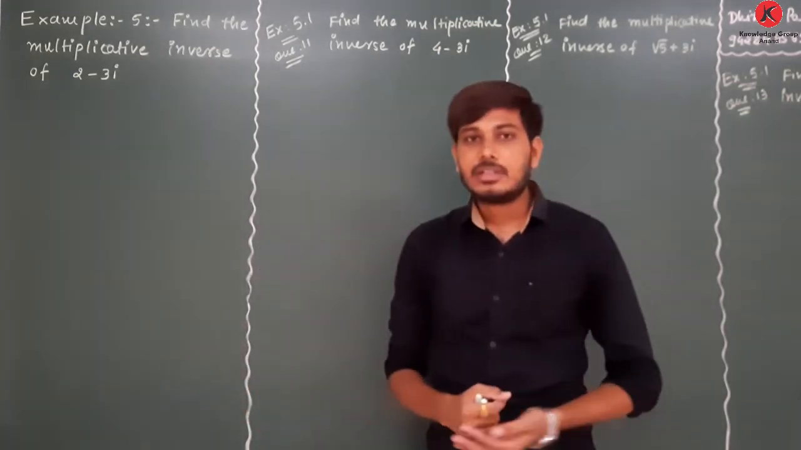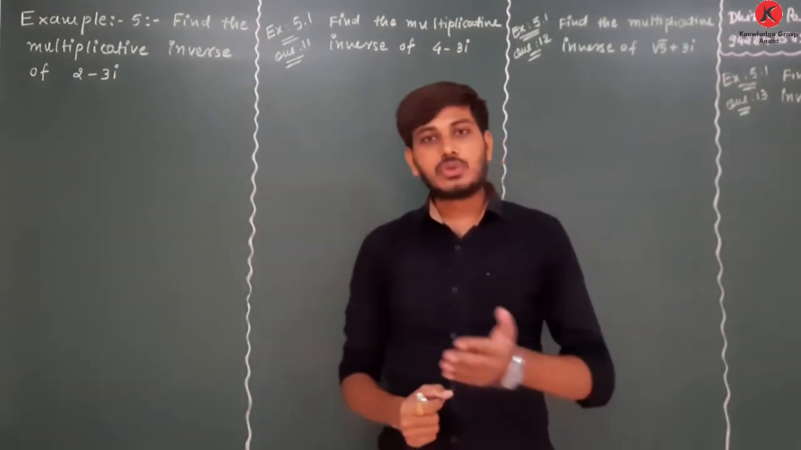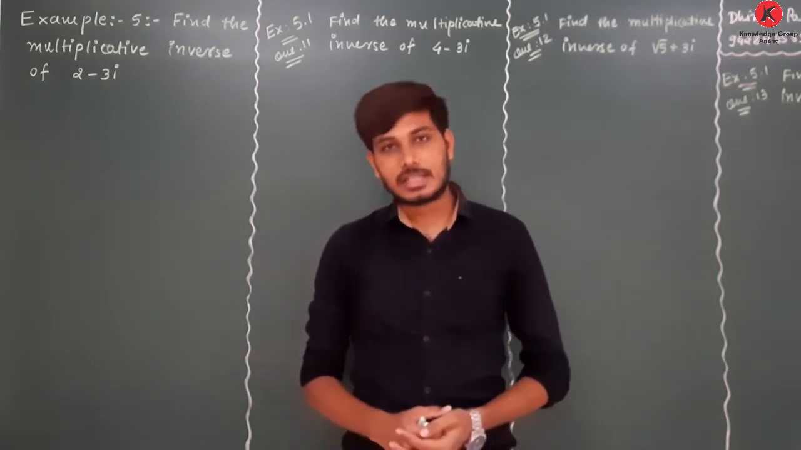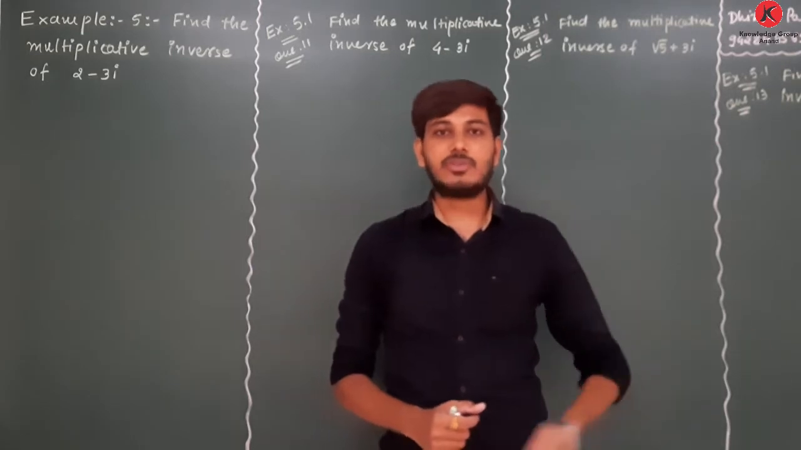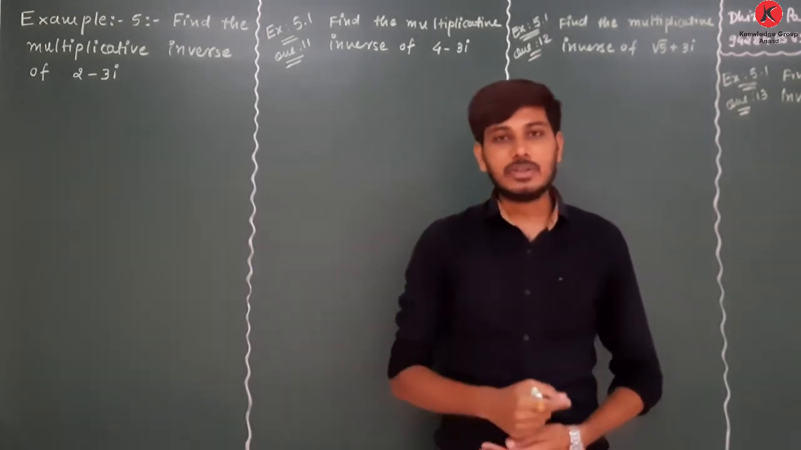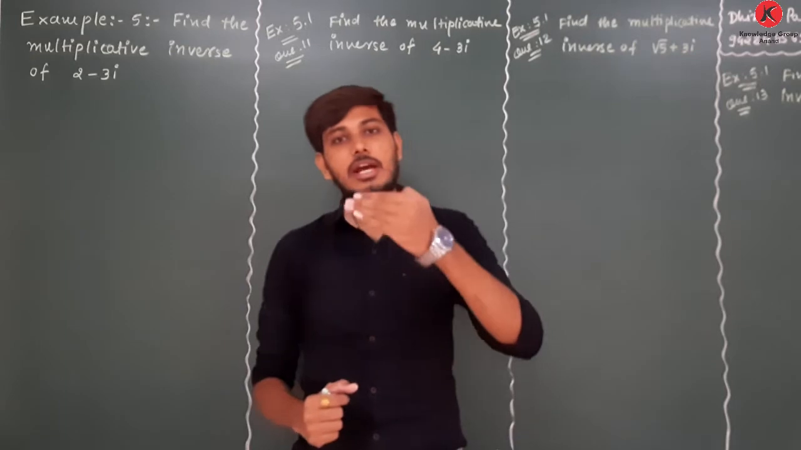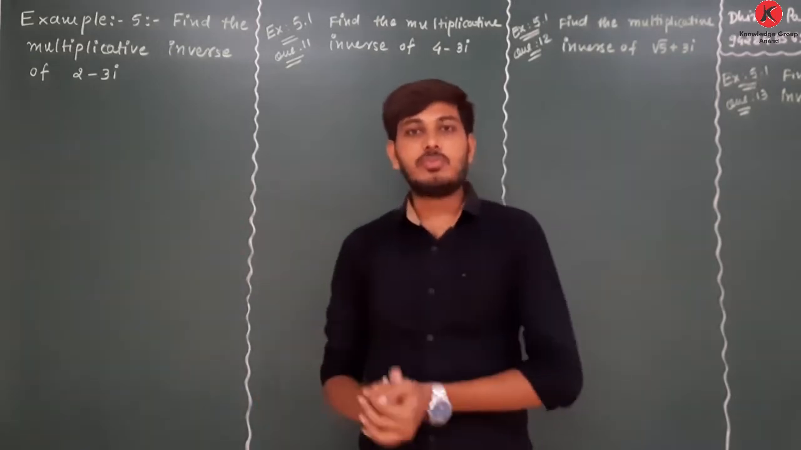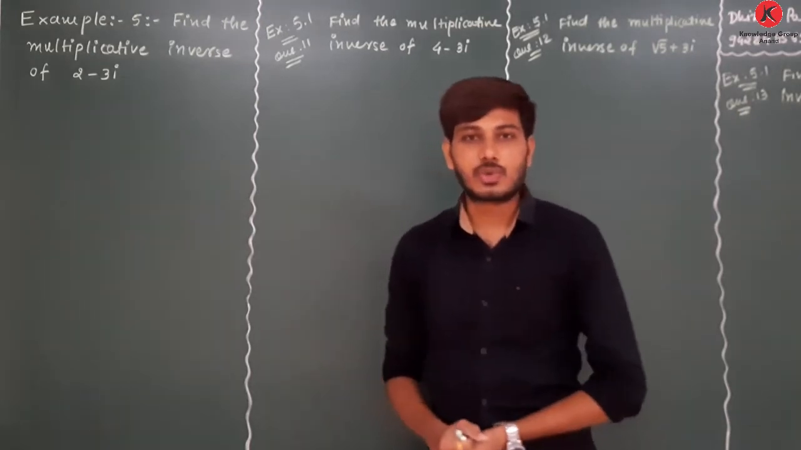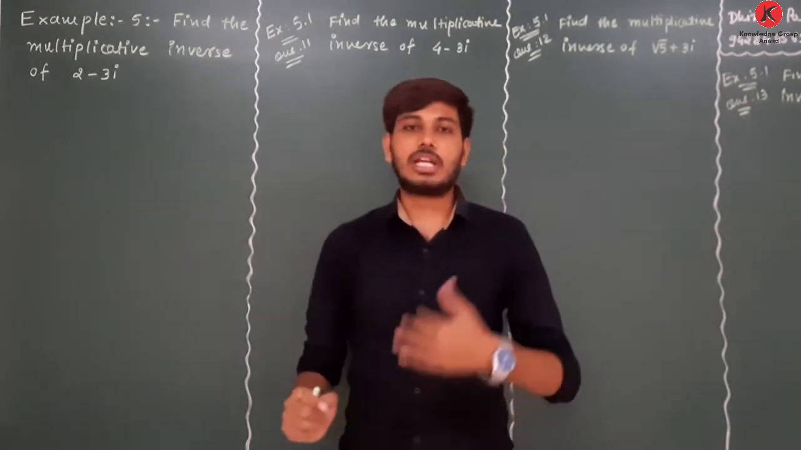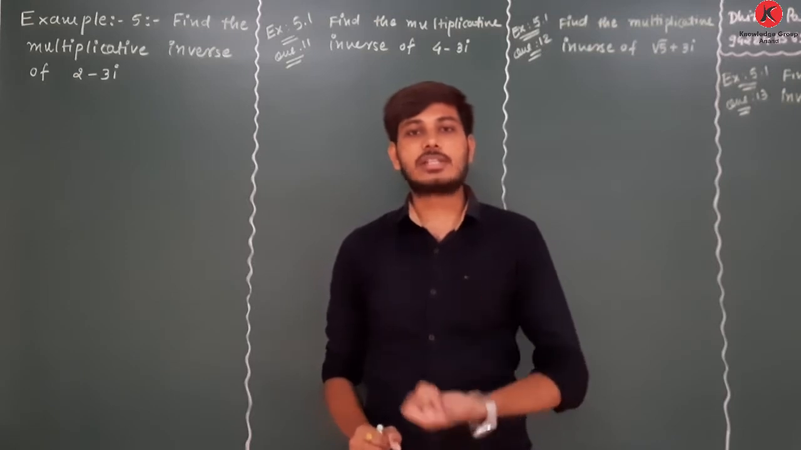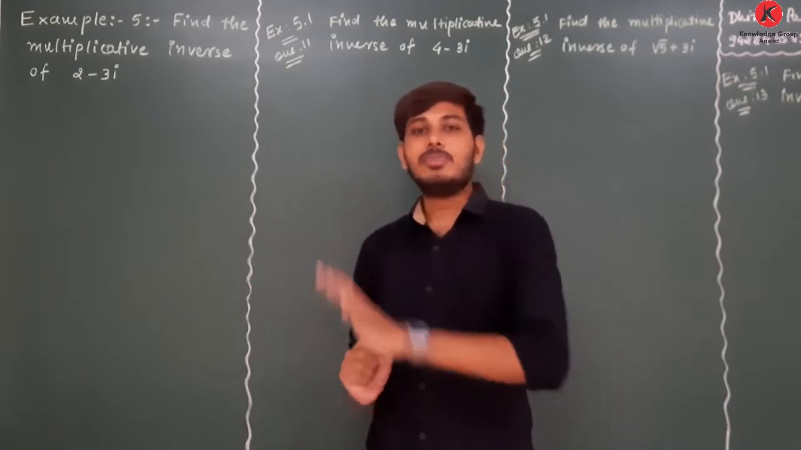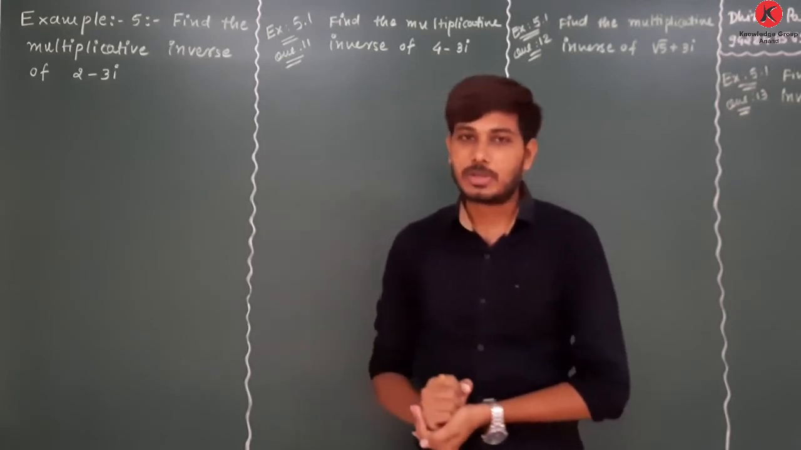We know that if Z equals A plus iB, then its multiplicative inverse is given by Z inverse equals A upon A square plus B square plus i into minus B upon A square plus B square, or we can also say that Z inverse equals A upon A square plus B square minus iB upon A square plus B square.